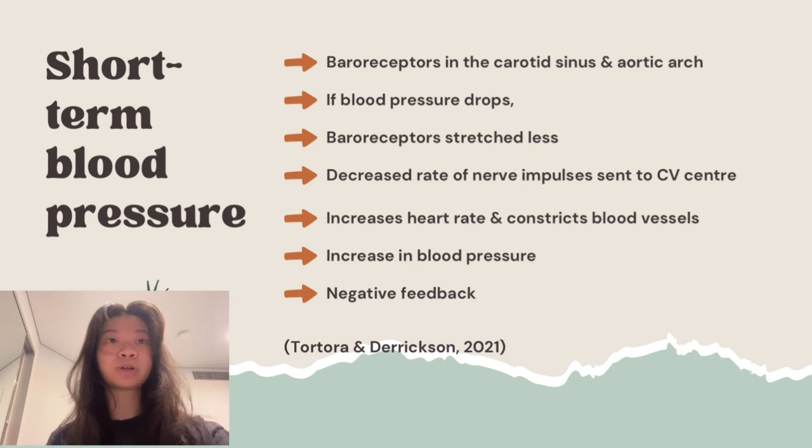So the baroreceptors will be stretched less, and this decreases the rate of nerve impulses sent to the cardiovascular center, which will then cause the cardiovascular center to increase sympathetic, which is fight or flight, and they'll also decrease the parasympathetic. They will also increase the secretion of epinephrine and norepinephrine that'll cause the heart to increase its heart rate and cardiac output, and the blood vessels will also constrict, which will cause an increase in the blood pressure. So they're included as a negative feedback system because they're trying to do the opposite of what the stimulus is doing.